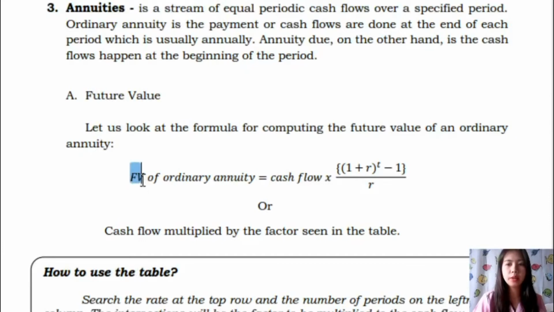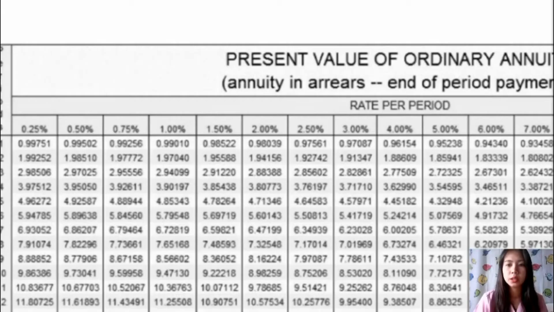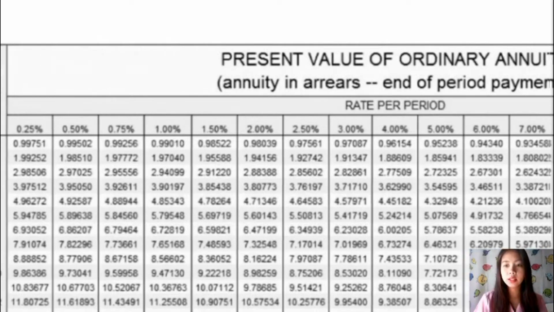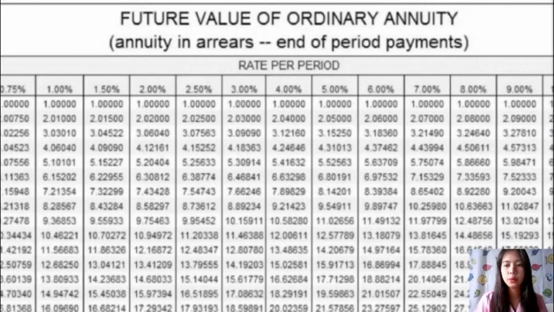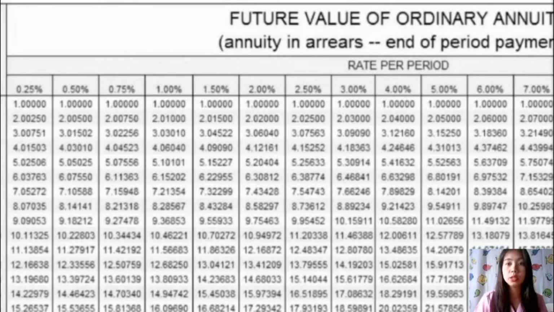So the formula is the future value of ordinary annuity is equal to the cash flow multiplied by 1 plus the rate raised to the time less 1 over the rate. Or, you can multiply the cash flow by the factor in the table. Okay? So, how to use the table? You can see the table attached maybe at the end of the module that I give to you. So, this is the table which I am talking about. Okay, so later on, we'll discuss it in our illustration.